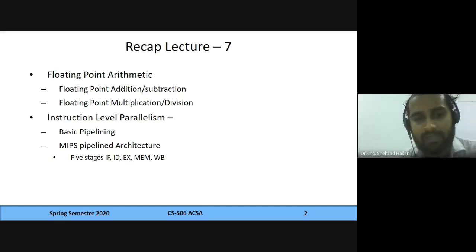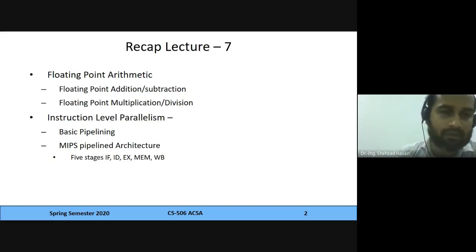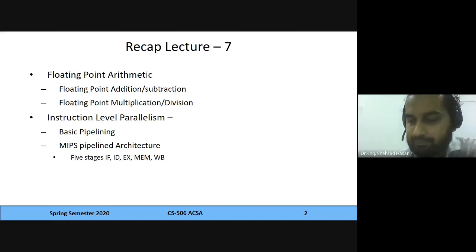In order to understand pipelining, it's better if you go with a RISC-based architecture. So we decided to go with the MIPS pipeline. We could also have selected a RISC-V processor. RISC-V is a continuation of the RISC processors that were designed at Princeton. So MIPS was designed at Stanford, and RISC was designed at Princeton University.